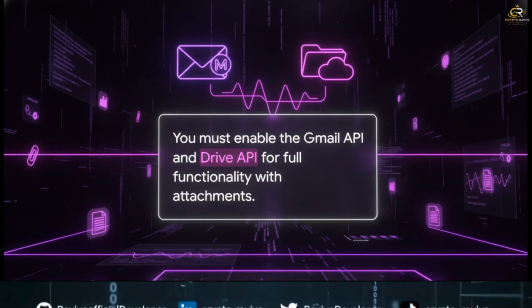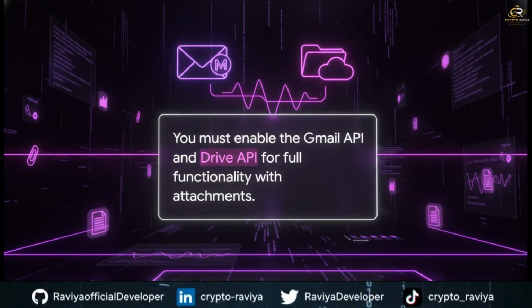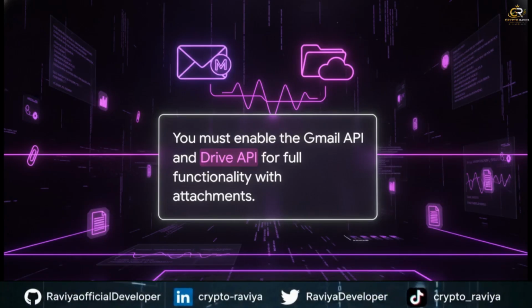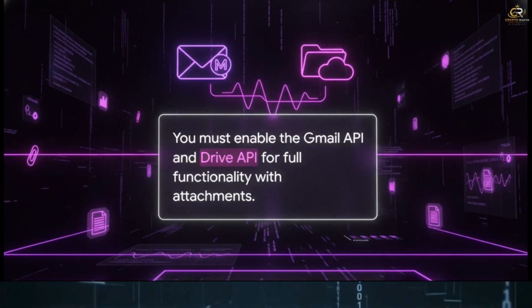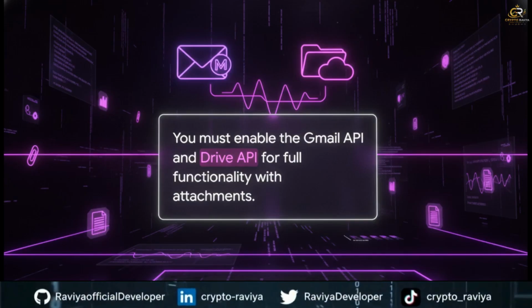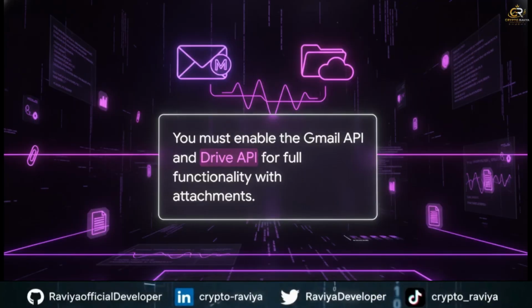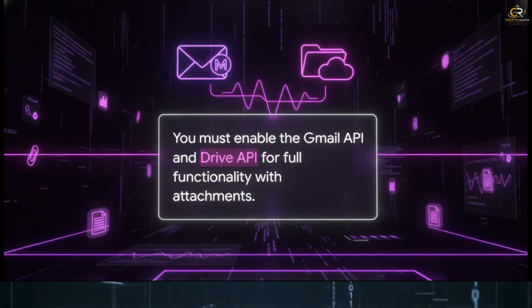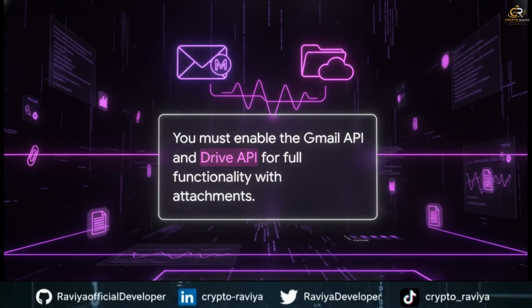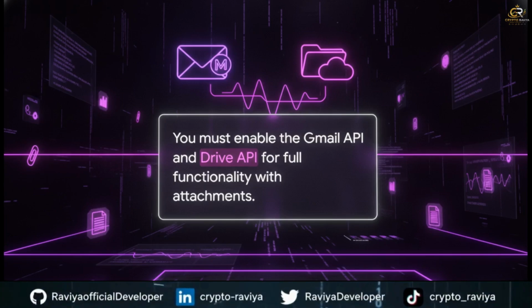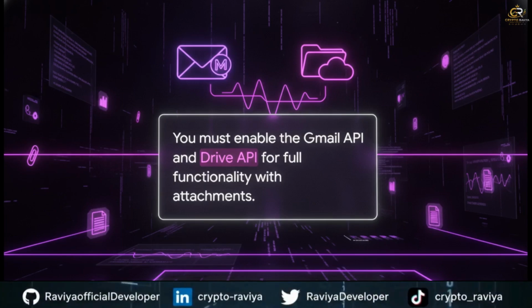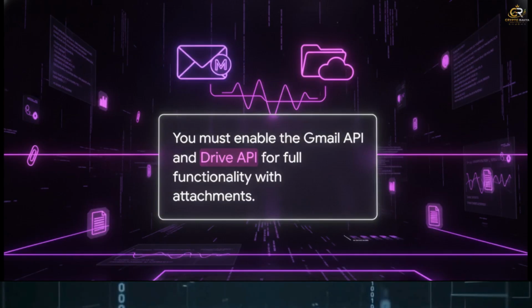And please, lock this into your memory. It is a critical setup rule that you must enable both the Gmail API and the Google Drive API for full functionality. Even if you think you're just processing emails, many of the underlying operations for handling file attachments actually rely on Drive infrastructure. Skipping the Drive API causes about 30% of automations to just fail silently behind the scenes.